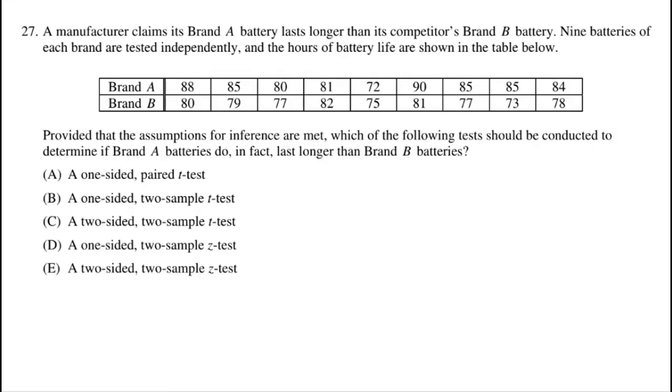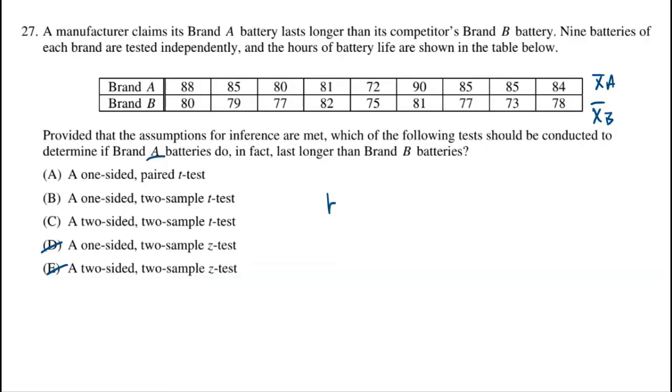Like what I could get from my brand A sample is the mean for brand A, and from my brand B sample, I can get the mean for brand B. Okay. Well, that means I'm clearly working with means, and when I'm working with means, I'm going to be doing a t-test. So I can immediately get rid of D and E because they say to use a 2-sample z-test. Z-tests are used for proportions, or if you know the standard deviation of your population. And when you're working with just 2 samples here, there's no way I'm going to know the standard deviation of my population.